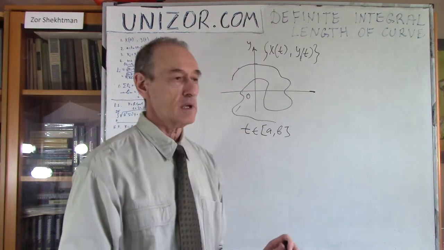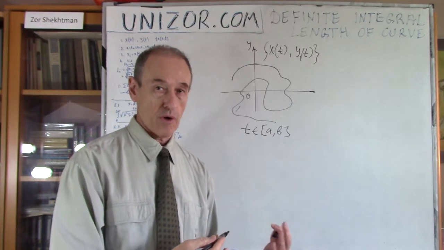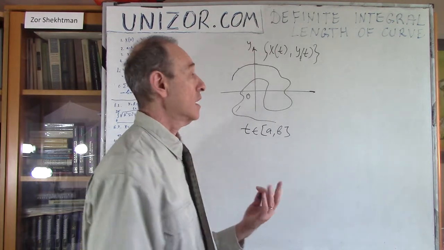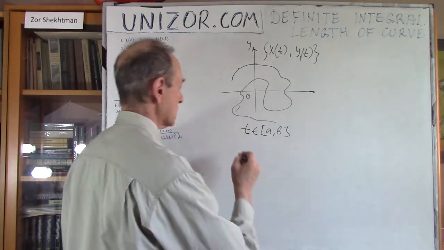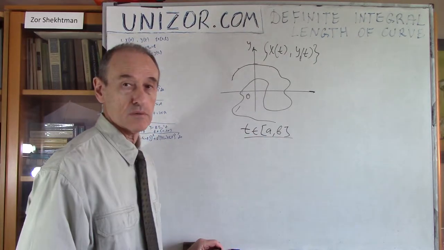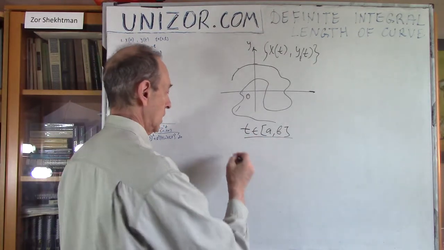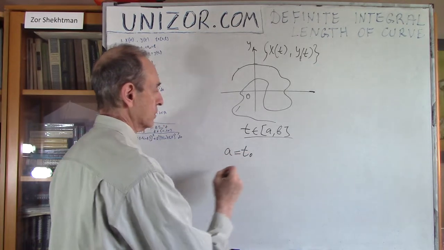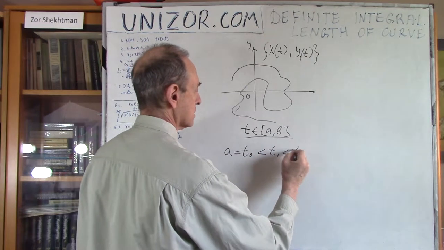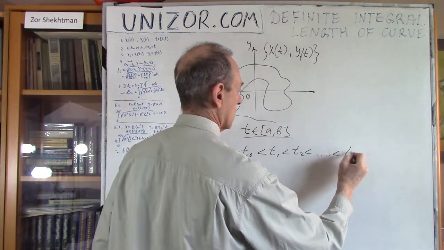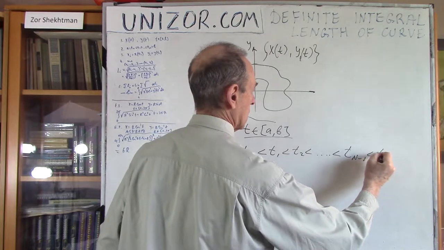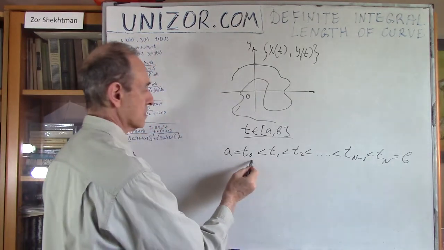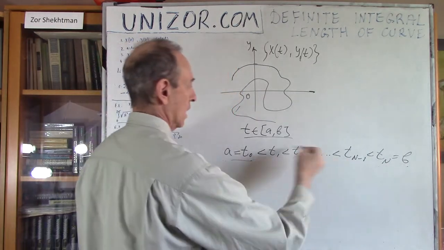Now, as in the case of the area under the curve, which actually was the way to introduce definite integrals, we will do a very, very similar thing. So let's divide this particular interval from a to b into n different parts. So we start from this point, and then we will have these division points, from a to b. So my first is a, my last is b, and everything in between.